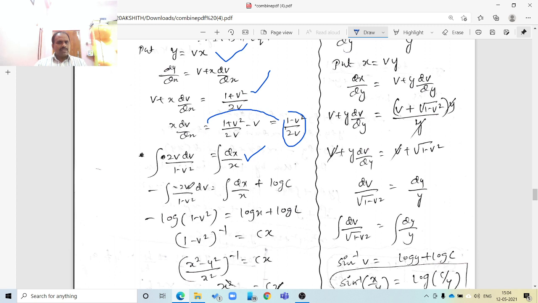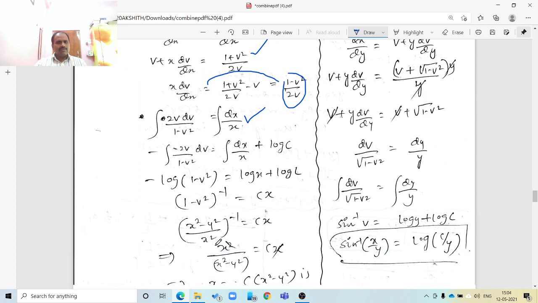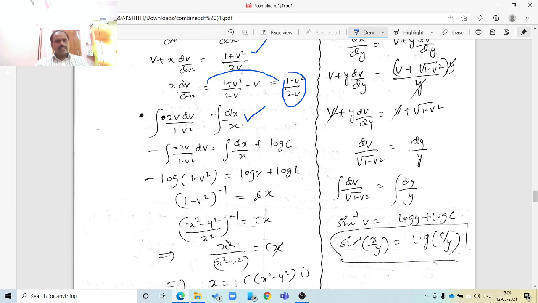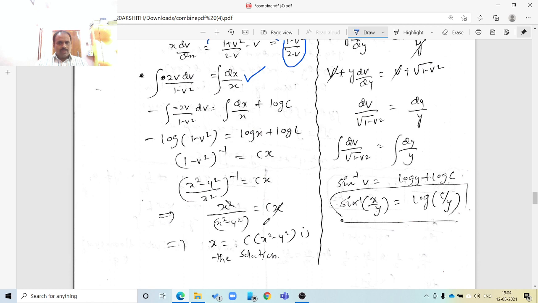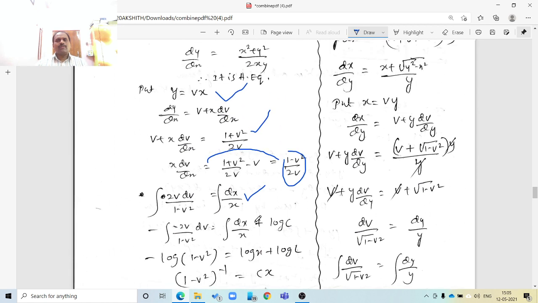Clearly, it is f dash x by f of x. Therefore, minus f dash x by f of x is log of f of x. The integral of 1 by x will be log x plus log c. This is 1 minus v square power minus 1 equals cx. And we are taking y is equal to vx here. Therefore, v is equal to y by x. So after simplification, we will get this one, and power minus 1 is there. Therefore, this is x square by x square minus y square equal to cx.